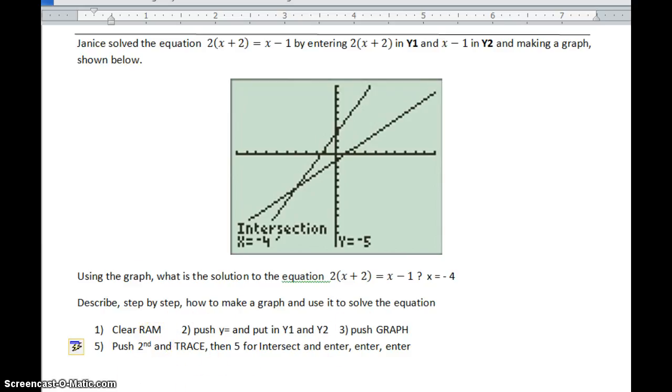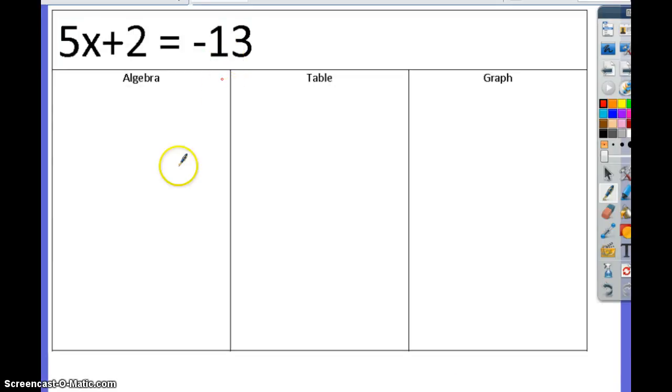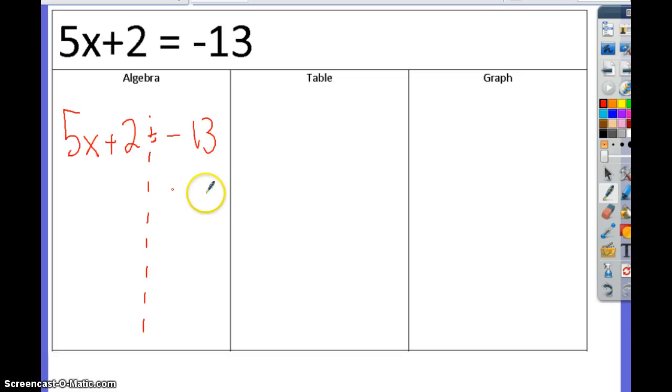Let's go ahead and solve the first one of these. All right, so this one is pretty simple. It's just regular old algebra. So I'm going to start by writing down the equation: 5x plus 2 equals -13. I put up my wall because I want to make sure that I've kept the left side away from the right side.